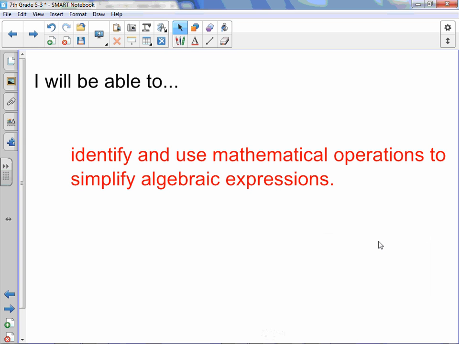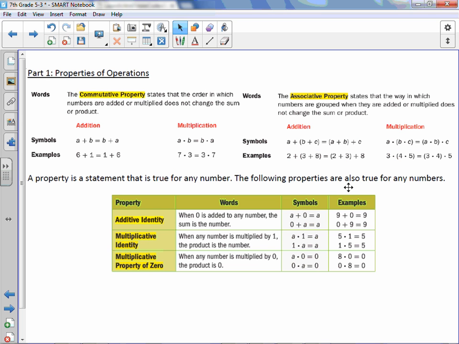Chapter 5, Lesson 3, Properties of Operations. You will be able to identify and use mathematical operations to simplify algebraic expressions. Properties of operations. You have been learning about the properties of operations.